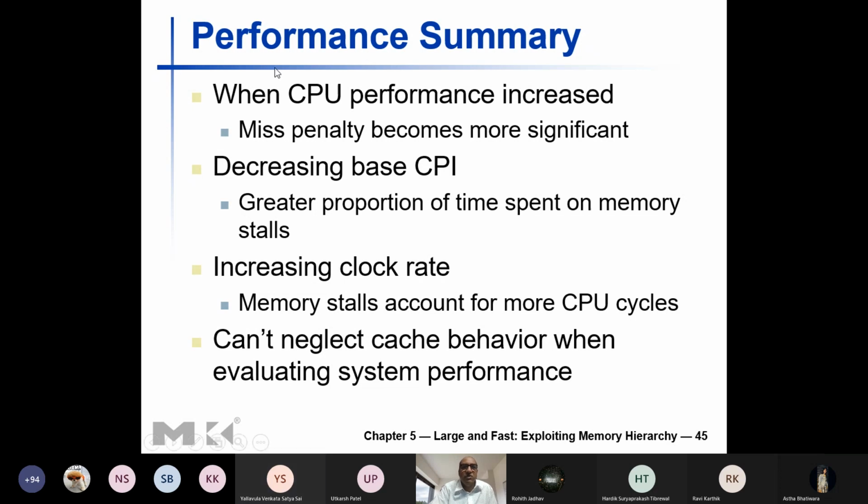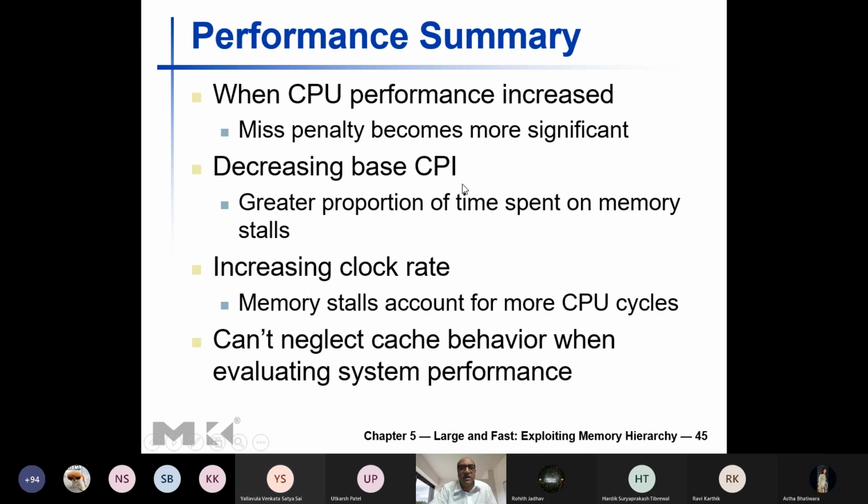So even if you increase the CPU efficiency, it still depends on the miss penalty. That is more significant because, in an overall sense, the performance of a system depends on the CPU execution cycles plus the miss penalty. So we'll try to see how to minimize this miss penalty. What are the other factors? Decreasing the base CPI, which depends upon the effectiveness of the CPU. It is nothing but cycles per instruction.